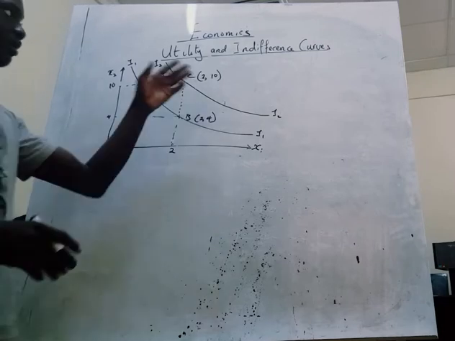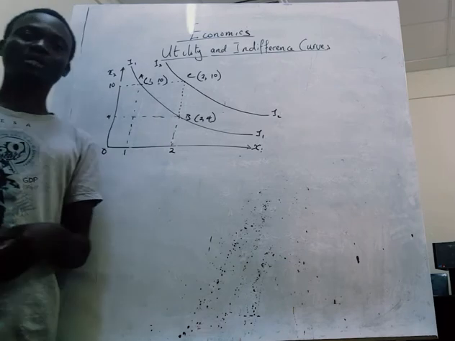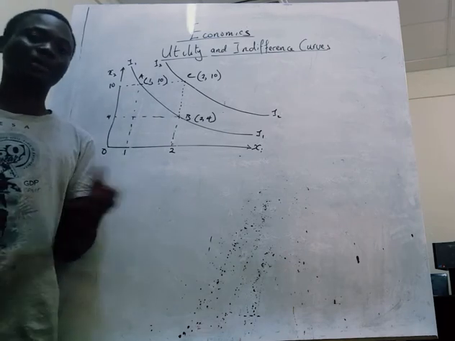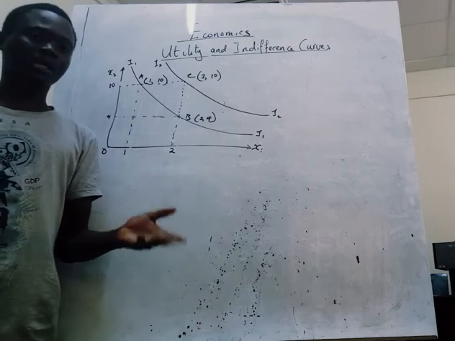Then we go into our indifference curves. But then, what do we mean when we say an individual is indifferent? We say an individual is indifferent when he or she does not mind what the alternatives are before him or her. It's as simple as that.